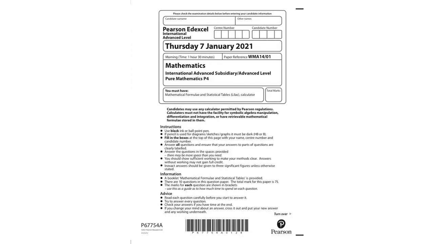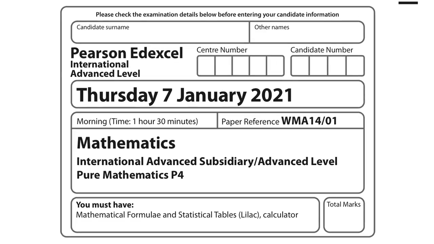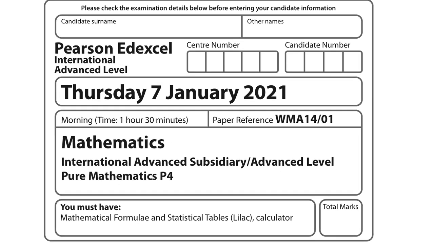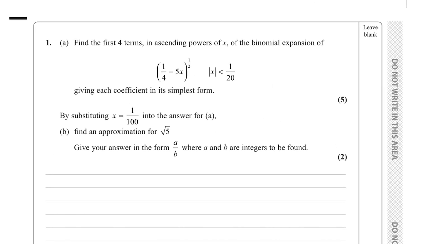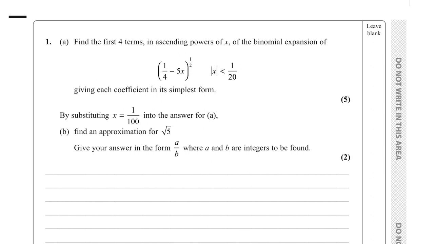Okay, so here we have January 2021 Pure 4. We're going to have a look through this and do it in walking, talking, mock style, okay? Here we have question number 1. Find the first 4 terms in ascending powers of x of the binomial expansion of the given expression.